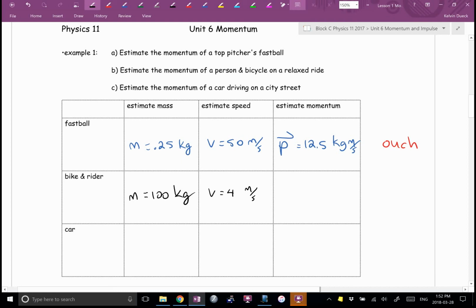Rihanna, in your head, what's the momentum of a bike and rider that are just casually biking along? Yes.